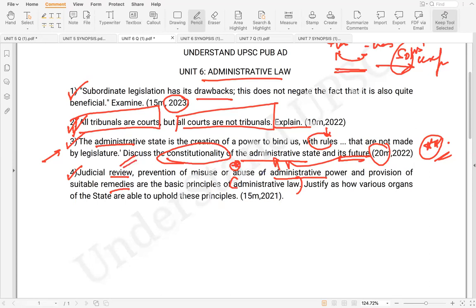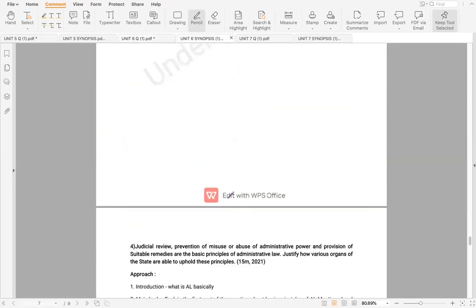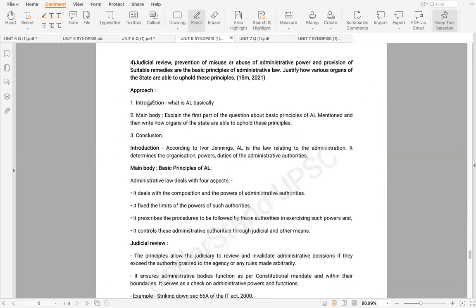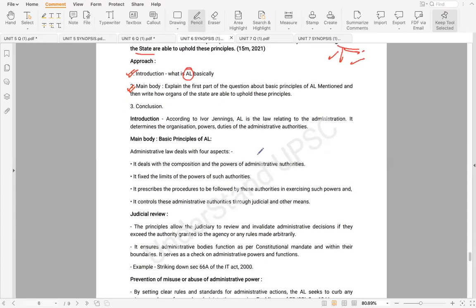Judicial review, prevention of misuse or abuse of administrative power, and provision of suitable remedies are the basic principles of administrative law. In the introduction, we'll talk about what is administrative law. That's the basic. In the main body, we'll explain the first part of the question about the basic principles of administrative law, which I mentioned: judicial review, prevention of misuse or abuse of administrative power, and the provision of suitable remedies. These three being the basic principles. And then we'll say how the various organs of the state are able to uphold these principles. The various organs being judiciary, legislative, and executive. And then we'll try to conclude.